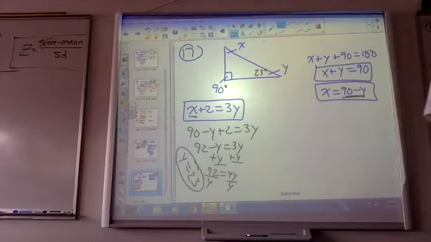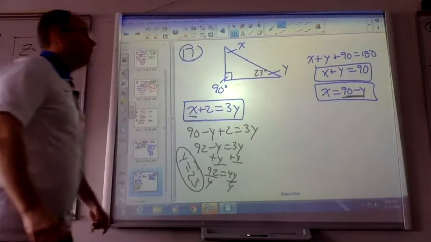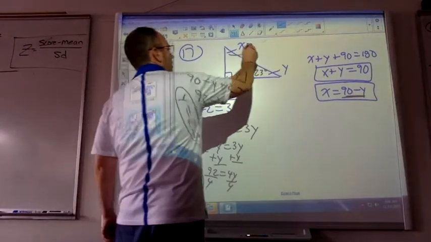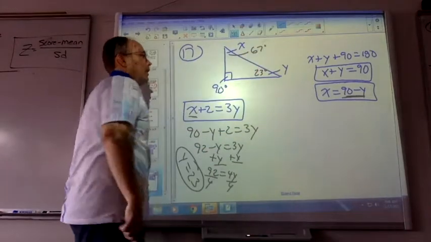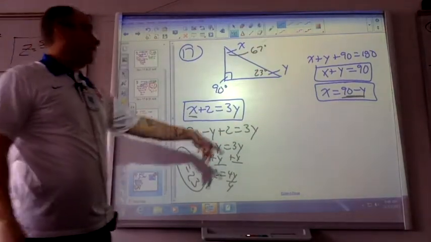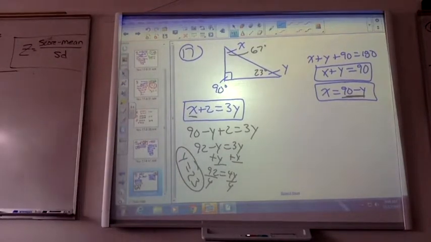What do all 3 angles add up to of any triangle? 180. So I have 90 plus 23. So this has to be 67. Because 67 plus 23 is 90. 90 added to this 90 is 180. Life good?